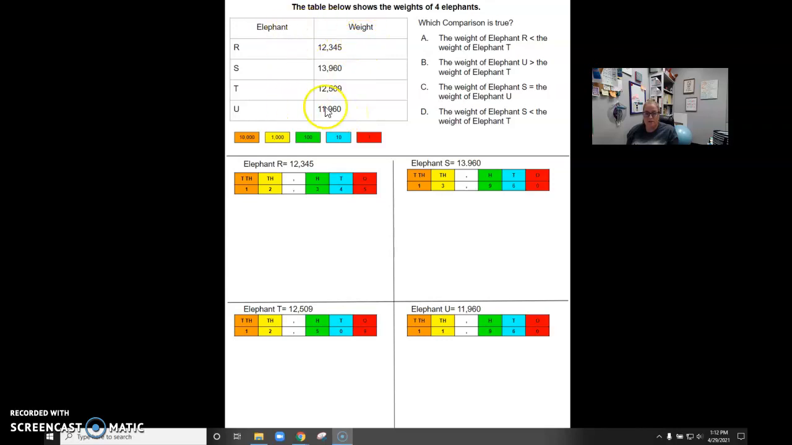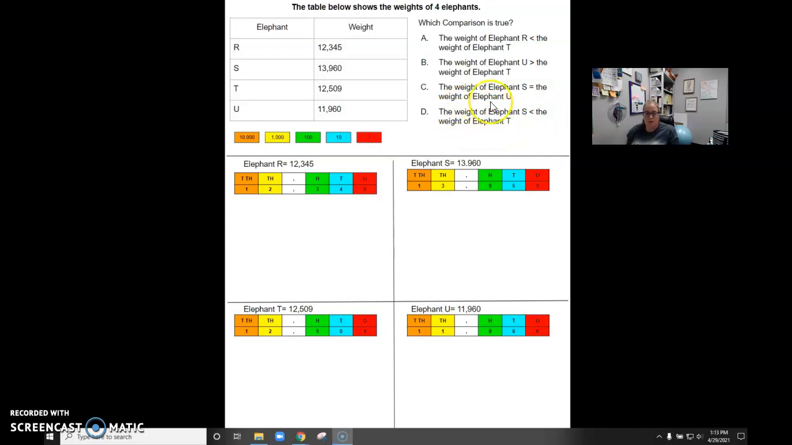So it's important to make sure you know how to read this table. Then the question we are trying to answer has to do with this question. It says, which comparison is true? A, the weight of elephant R is less than the weight of elephant T. B, the weight of elephant U is greater than the weight of elephant T. C, the weight of elephant S is equal to the weight of elephant U. D, the weight of elephant S is less than the weight of elephant T.